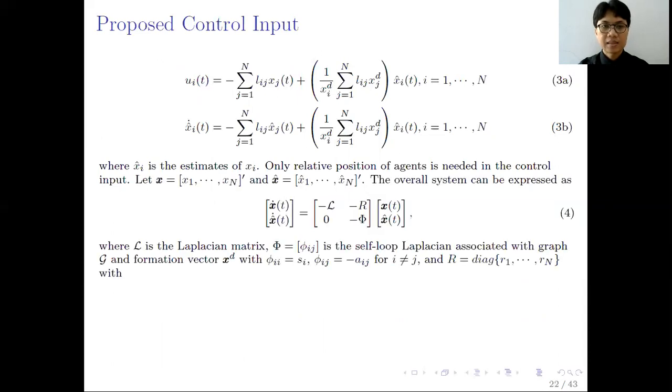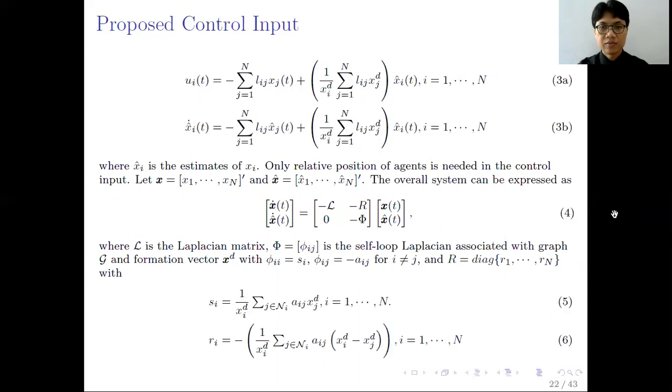If we let x and x hat be the vector, the overall system can be expressed as equation 4. We have L as the Laplacian matrix, phi is the self loop Laplacian associated with graph G and formation factor xd, with phi ii equal to xi and phi ij equal to minus aij. And R is a diagonal matrix where the elements Ri and Si are given by 5 and 6.